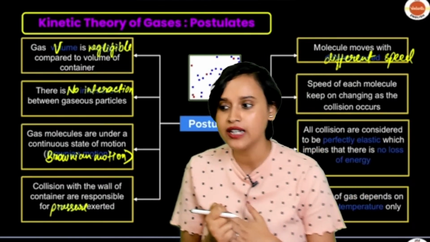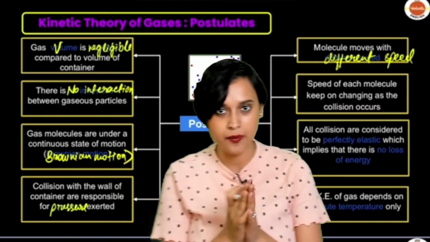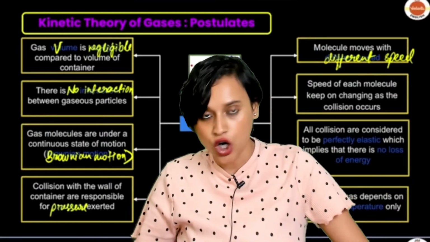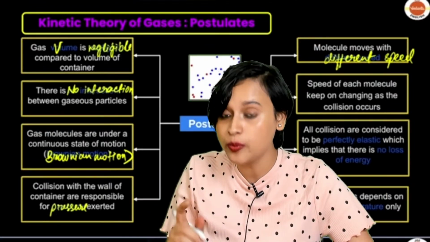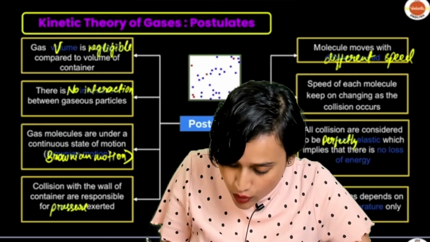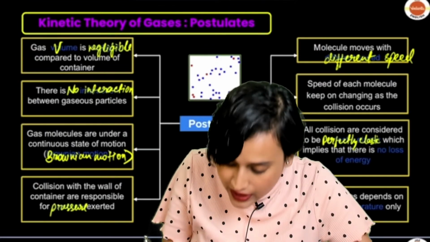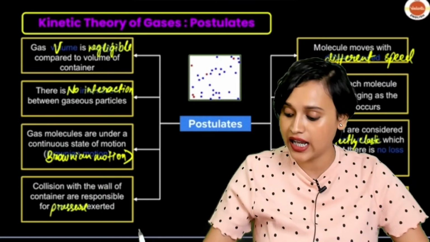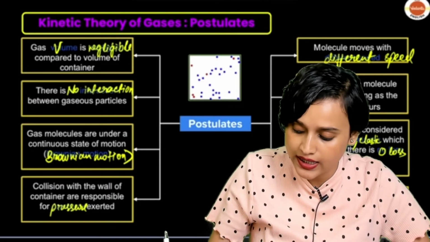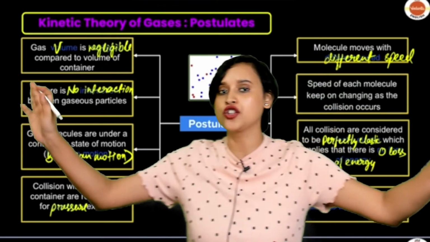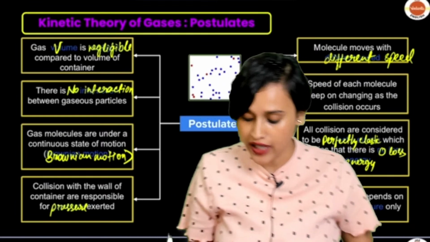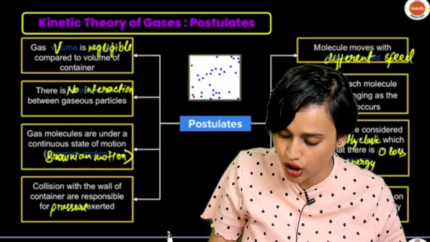Are you understanding, everybody? Getting my point, everyone? What is happening? So as the collision keeps happening, the speed also changes. Okay? All right. Now all collisions are considered to be perfectly elastic. That means that there is zero loss of energy. What do we mean by perfectly elastic? That means that there is no loss of energy at all. Cool? All right. And the average kinetic energy of gas depends on absolute temperature only.